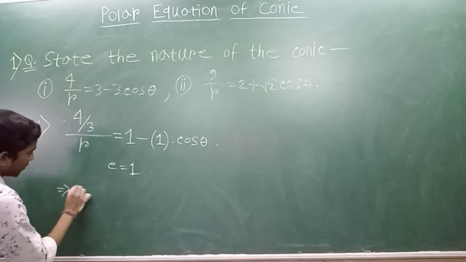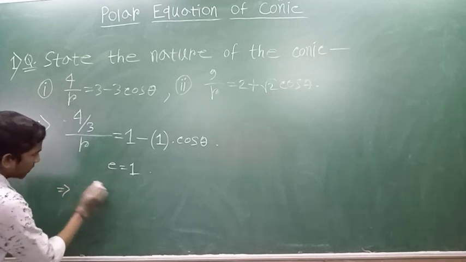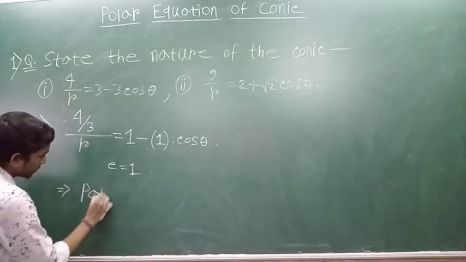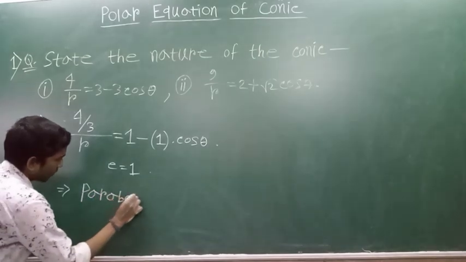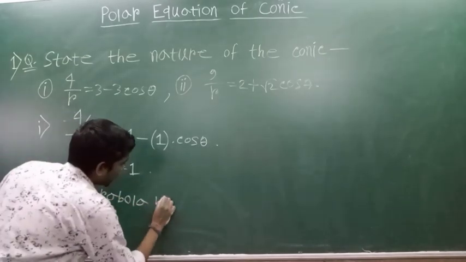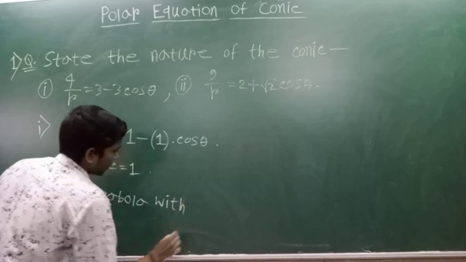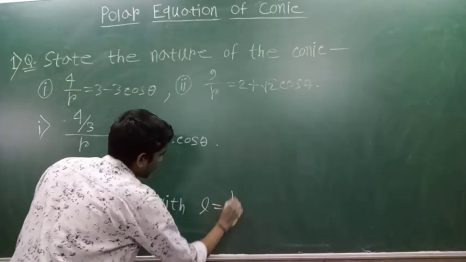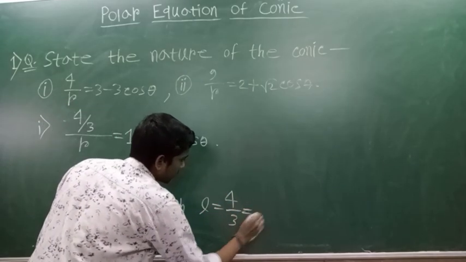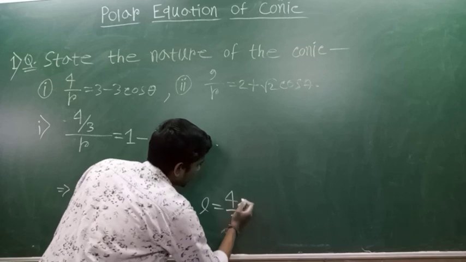Hence it is a parabola with l is equal to 4 by 3 units. l is the length of semi-latus rectum. This is 4 by 3 units.